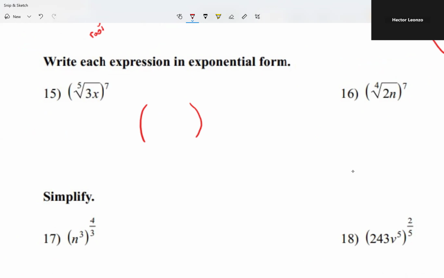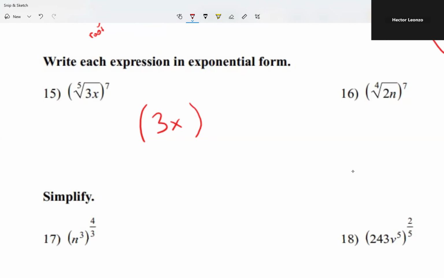Now, inside the parentheses, I'm going to write everything that I see inside the radical. Remember, radical is this thing that some people call square root. Oh, that's the radical. So inside the parentheses, I write anything that I see inside the radical. In my case, right here, it is 3x. Okay, so inside my parentheses, I'm going to write 3x.